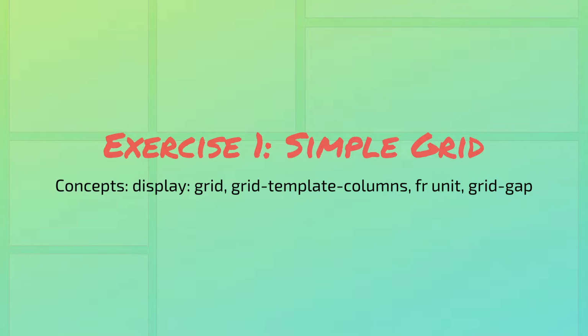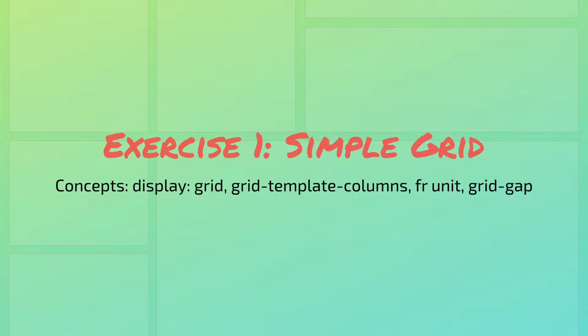In this exercise, we're going to be talking about a few different CSS properties. First, we're going to use display grid to set up our grid. We're going to use grid template columns to create the columns for our grid. We're going to learn about the new FR unit in CSS, and we're going to use grid gap to create nice spacing in between our grid.